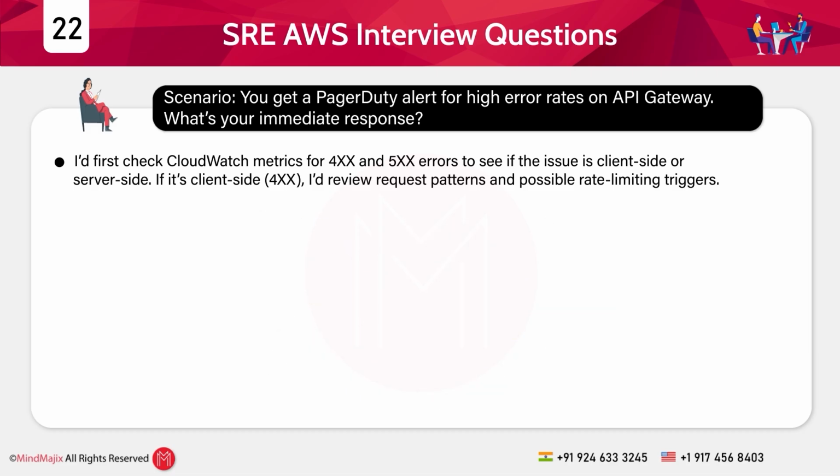Whereas if it is server side, like 5xx, then you can check the integration backend, such as Lambdas, ECS, or HTTP endpoints for errors or latency. Apart from that, you can also look for recent deployments that might have introduced a bug. If the root cause is load related, you can temporarily increase the throttling limits or scale the backend service. Finally, you can also document the incident in the post-mortem for future prevention.